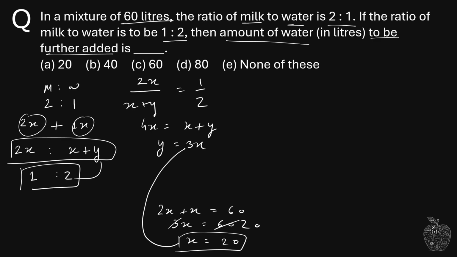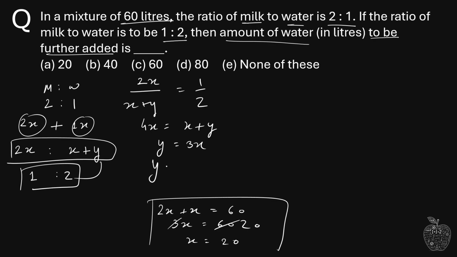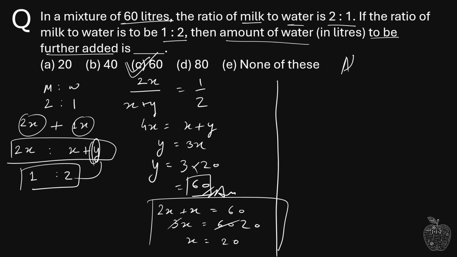So let's substitute this value of x over here. So we get y is equal to 3 into x, which is 20, which is 60. That is what we are asked, right? The amount of water to be added, y amount should be added, and y is 60. So this is our required answer. Here option C is the correct one. Now let's solve this question using the alligation trick.